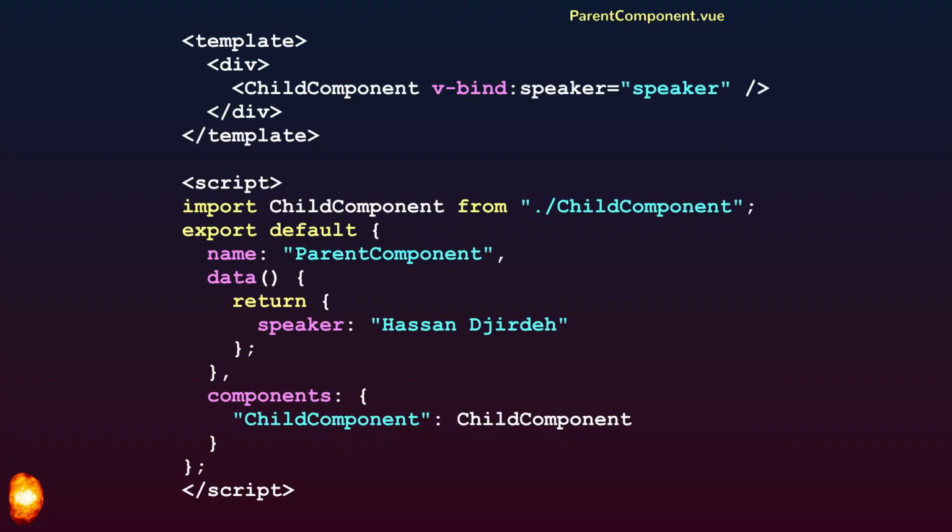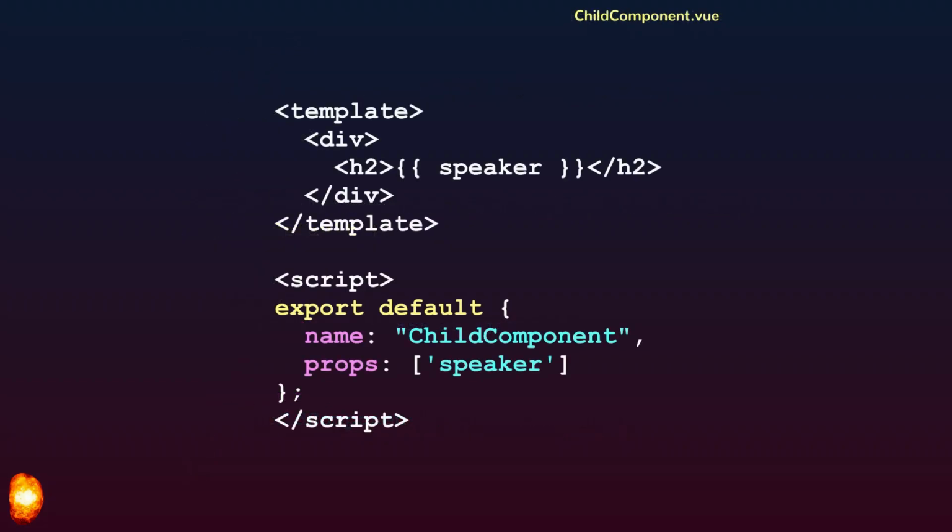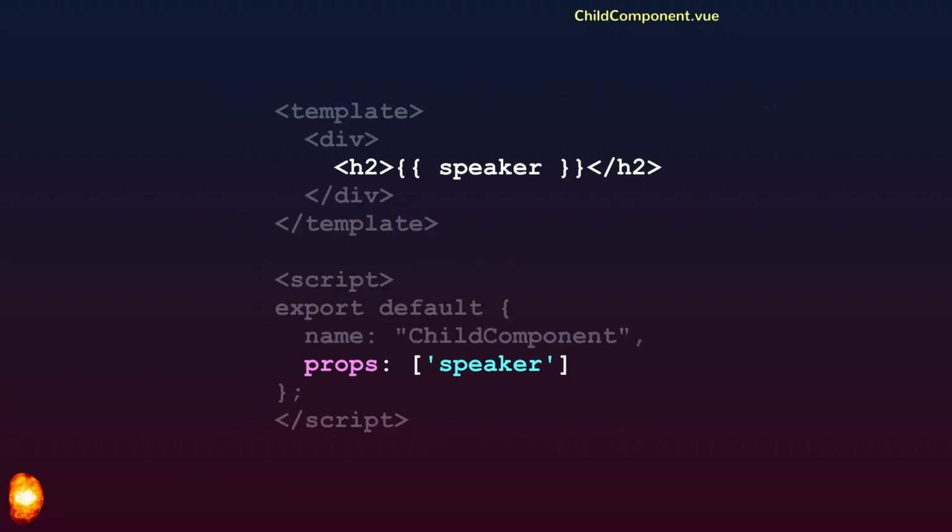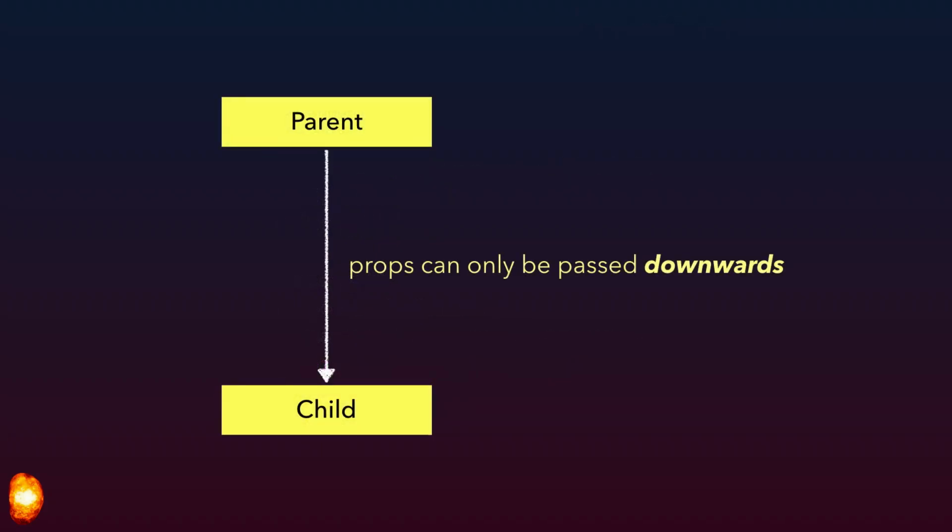What does the child component need to do? All the child component needs to do, if it wants to use this prop, is declare the prop within a props property, and it can access it like any other data property. So in this case, it just simply binds it onto the template. This is amazing. However, props can only be used to pass data down.